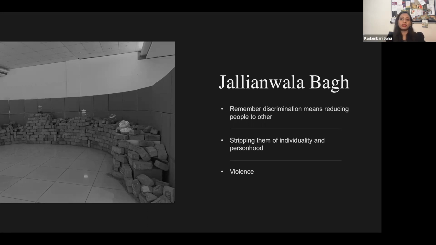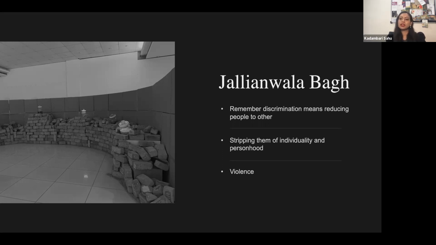Now I'm going to talk about the extreme thing, which was Jallianwala Bagh. About 100 years ago, the Jallianwala Bagh massacre happened. Basically, the story went like this: General Dyer came in, he blocked the exit and the entrance, and fired indiscriminately on people who were innocent, who were just peacefully demonstrating.